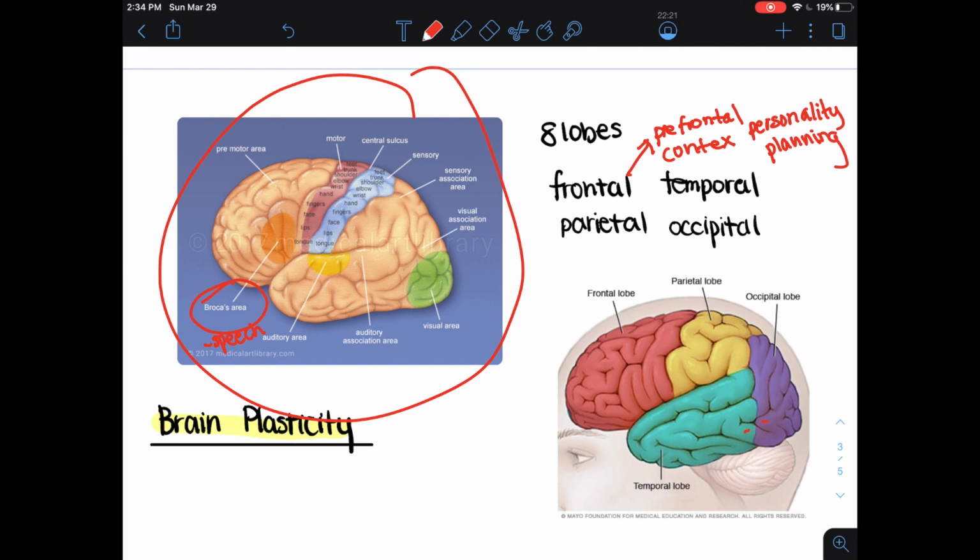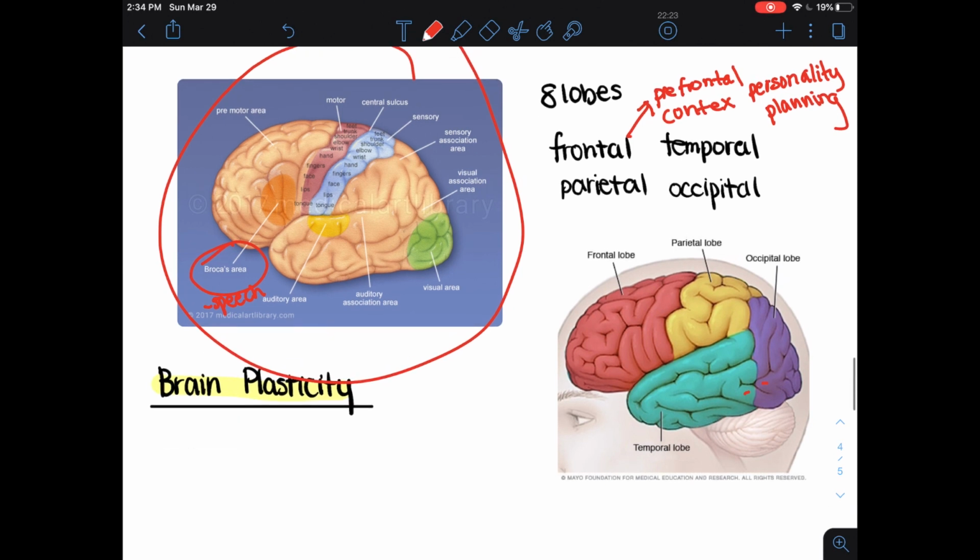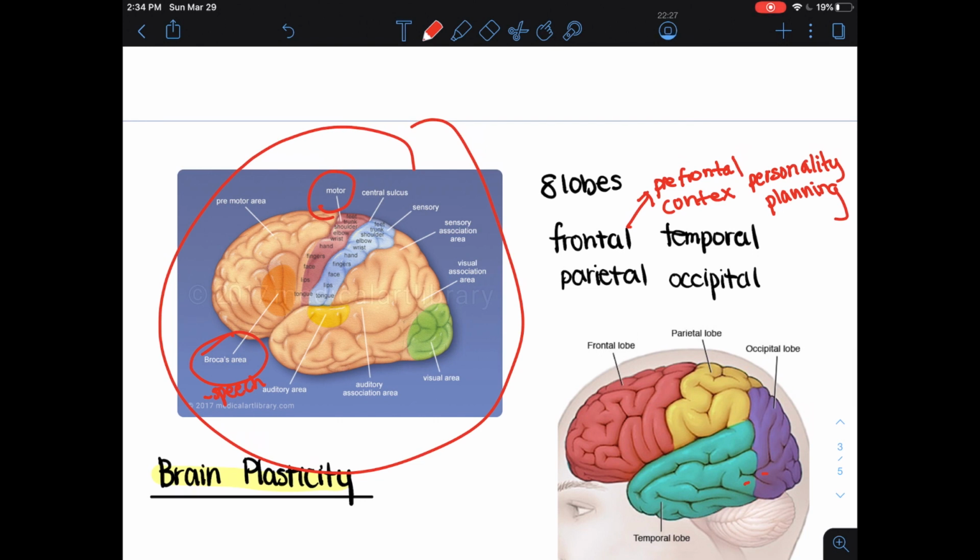Okay, and then you have your motor cortex, which is right here. It is a thin vertical strip at the back of the frontal lobe, and it controls voluntary movements. And top of the body is controlled by the bottom of the cortex. So right here, it controls top of body, and right here, it controls bottom of your body.